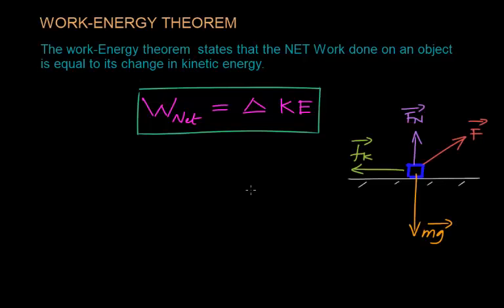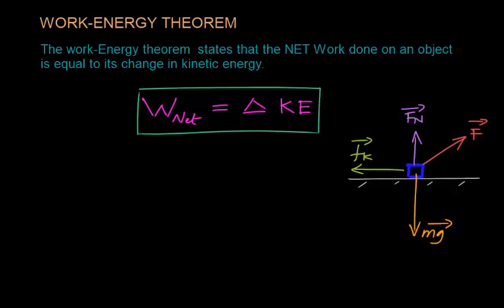An object with mass m is being pulled by a force F on a horizontal surface that has friction. In this case, we have four forces acting on the object: the F, the normal force, the mg, and the force of friction. Therefore, the work done by the net force in this example is the algebraic sum, hear me, the algebraic sum of the work done by each one of these forces: the work done by F, the work done by Fn, the work done by Fk, and the work done by mg.